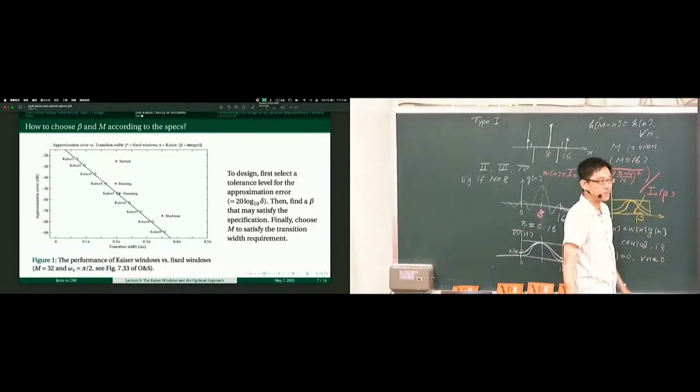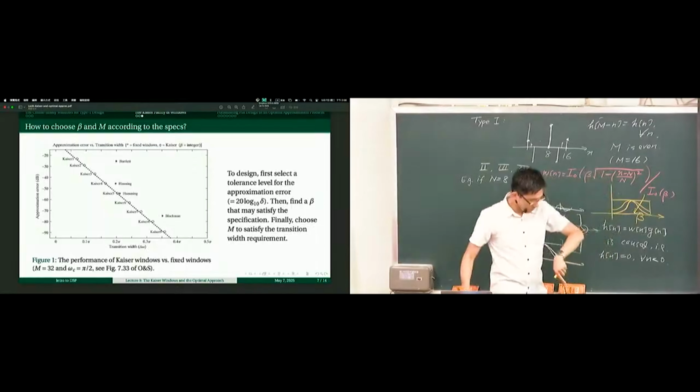Is the idea clear to you? Did you understand? Transition width is an easier business. Just remember it's inversely proportional to the window length. You choose beta first, because beta depends on your tolerance. This will depend on your tolerance level right here.